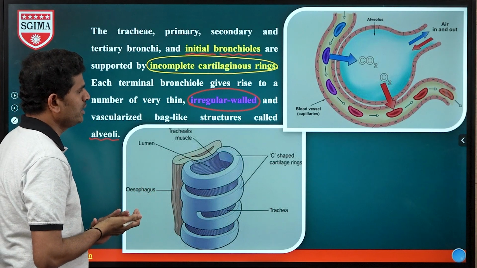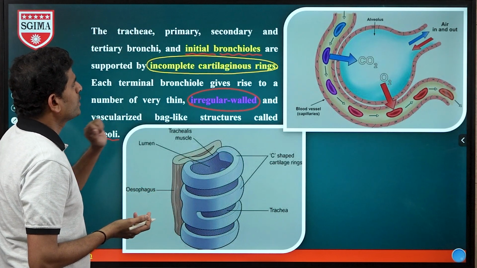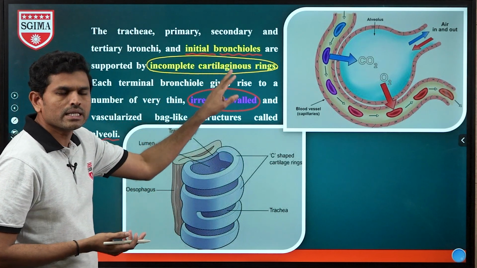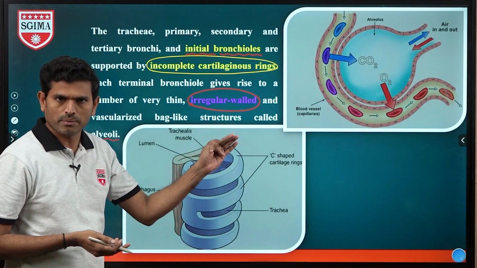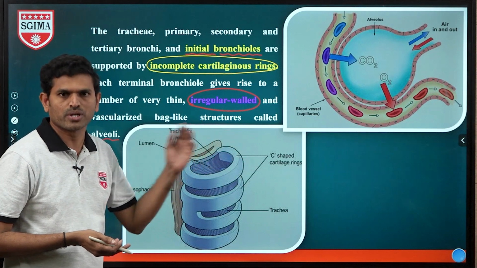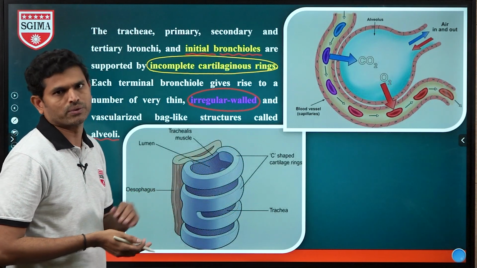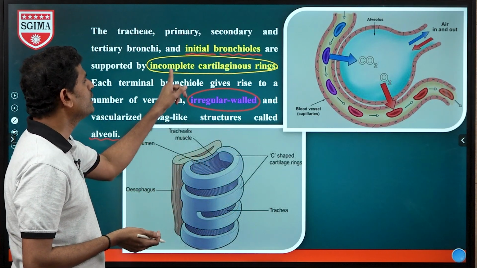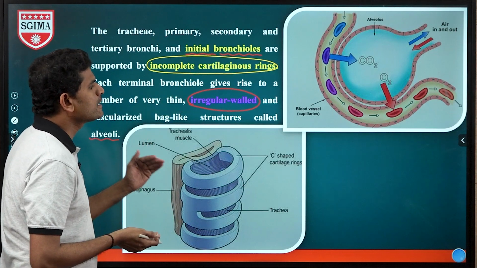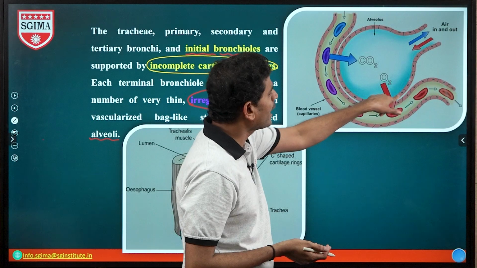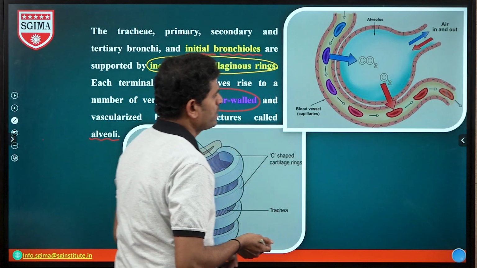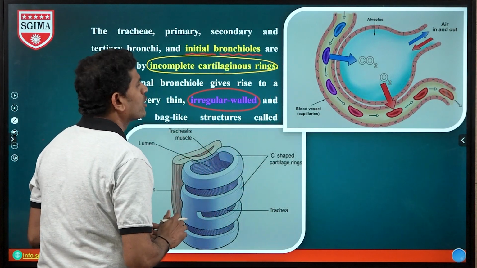Two points, majorly. One is, these incomplete cartilaginous rings are supported by which one? The trachea, bronchi, primary, secondary, tertiary bronchi, and initial bronchioles are supported by the incomplete cartilaginous rings. And the second thing is, only the alveoli will contain the irregular surfaces, provided by the circulatory tissue.